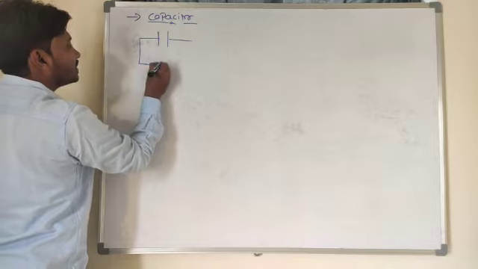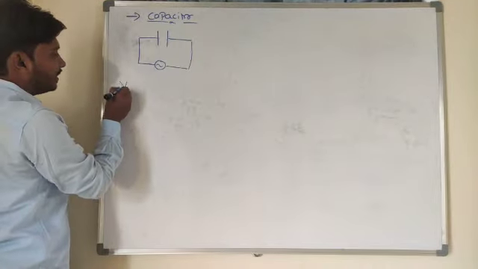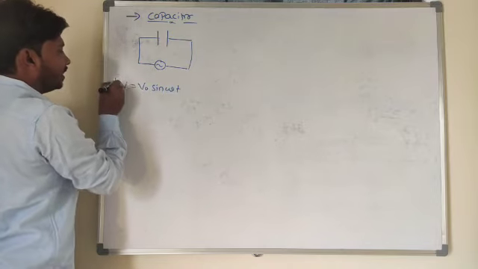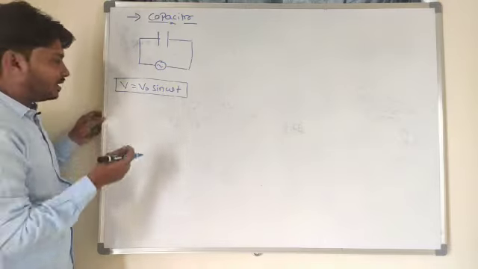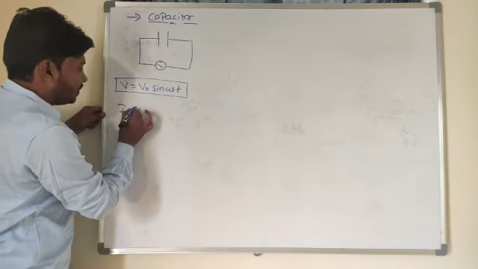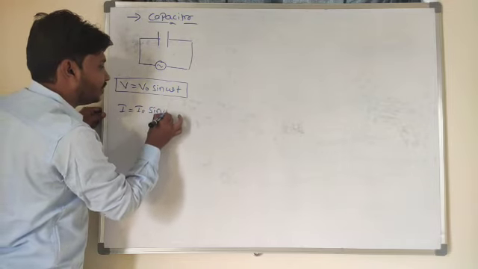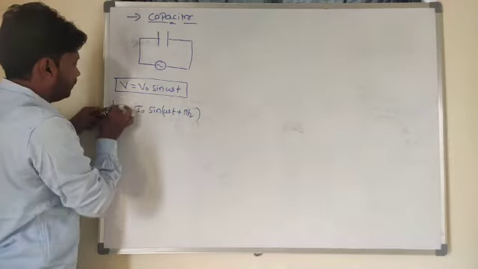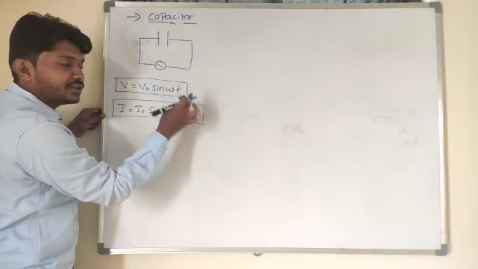For this capacitor, suppose you supply an alternating voltage, V is equal to V naught sine of omega into t. So what about the alternating current value? After deriving, I get this equation: I is equal to I naught sine of omega into t plus pi by 2. Look here, again there exists a phase difference between voltage and current.